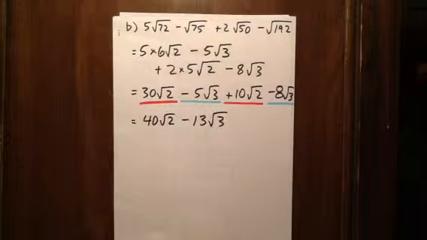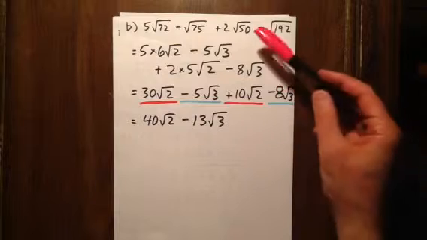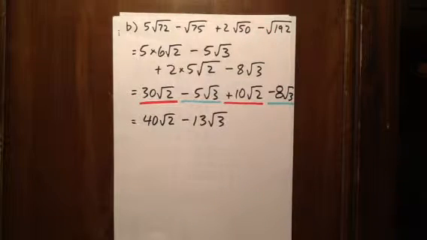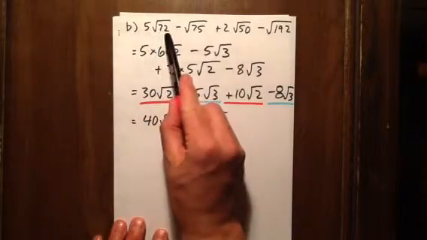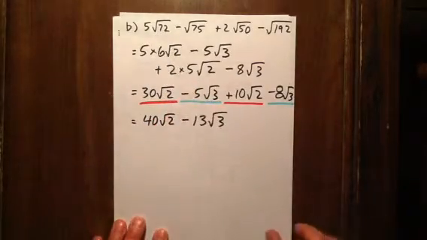Okay, another one that we're going to do is this really long one. We've got 5 root 72 minus root 75 plus 2 root 50 minus the square root of 192. Well, we're going to do some work on each one of these. Let's begin with the square root of 72.